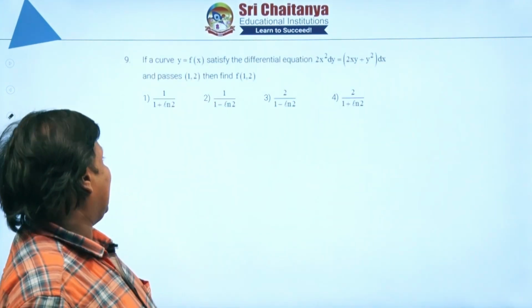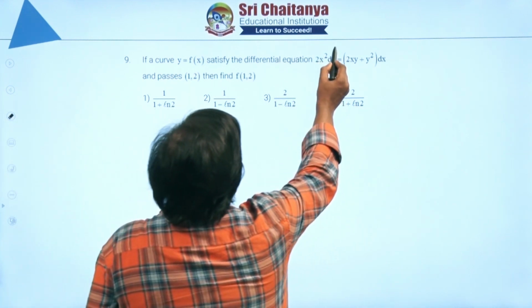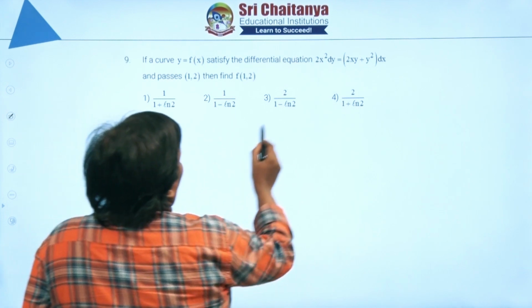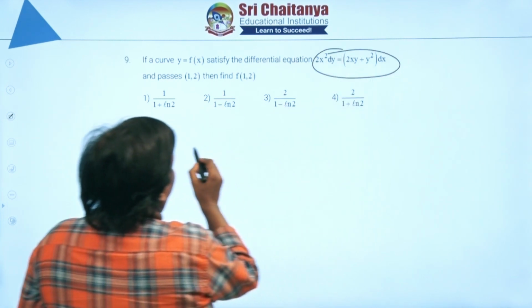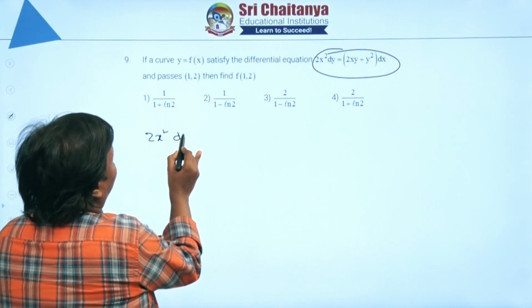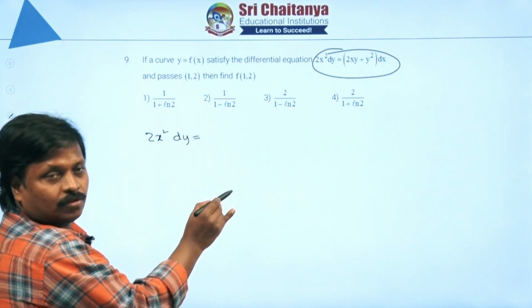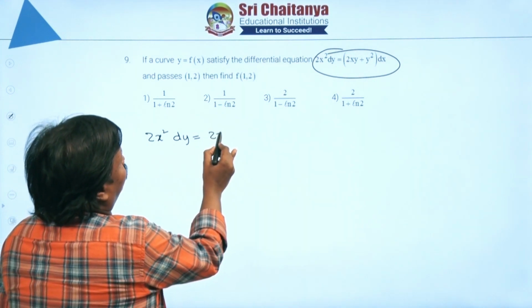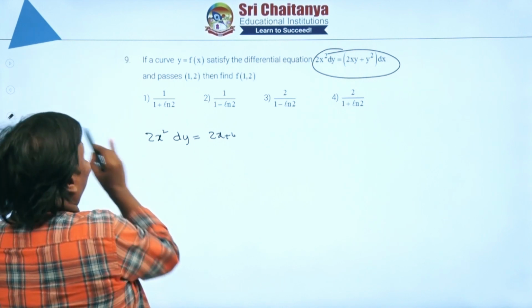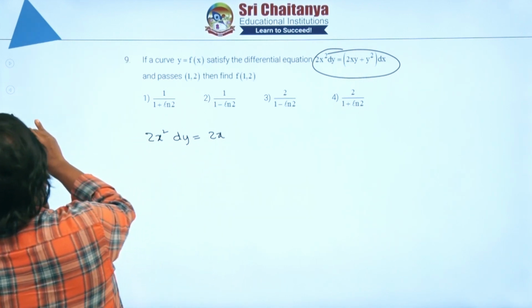This is question number 9, which came from differential equations, solving a differential equation. So let us solve this equation. It is given that 2x square dy equals 2xy plus y square dx.